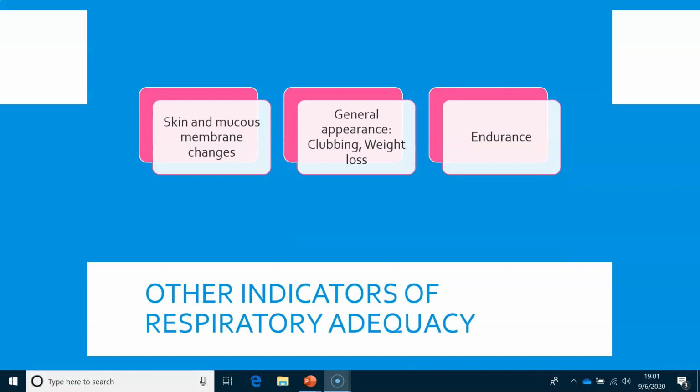Other indicators that we'll be talking about in our COPD lecture will be changes to both skin and mucous membranes, general appearance, looking at clubbing of the fingers, weight loss, whether the shape of the chest, as perhaps with some COPDers it becomes more barrel-chested, and endurance as far as physical activity and shortness of breath.